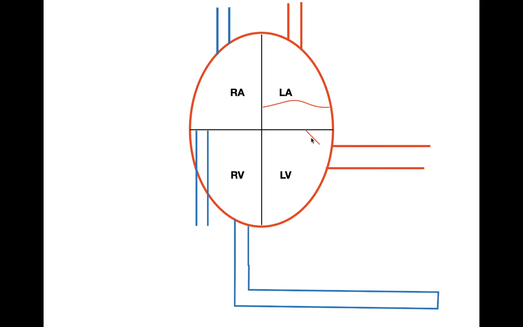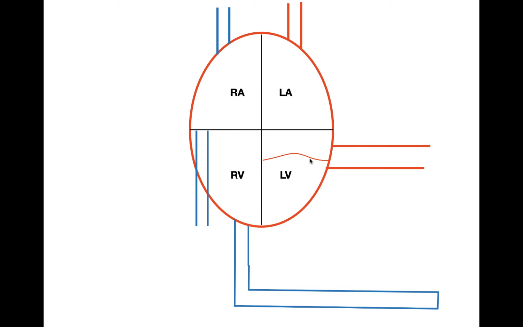Now, this valve is called the mitral valve. And when the mitral valve opens, blood from the left atria will move into the left ventricle and fill it. Now, once the left ventricle pressure is greater than the left atrial pressure, the mitral valve will close, and then blood will fill the left ventricle. So now we have the left ventricle all filled with blood.